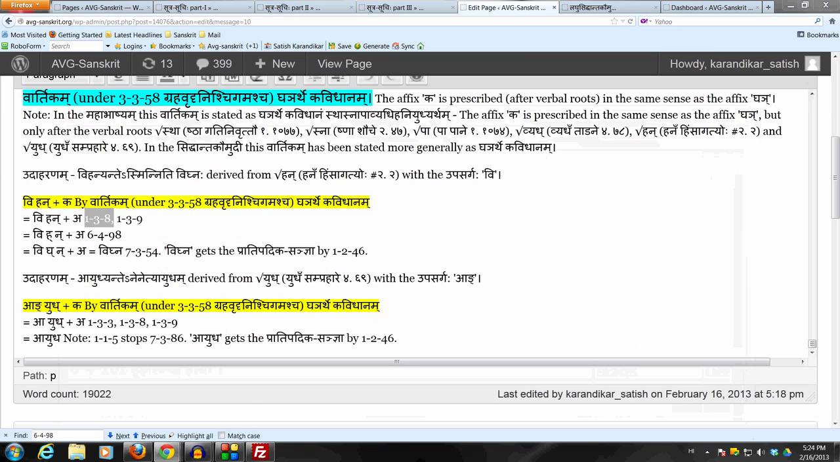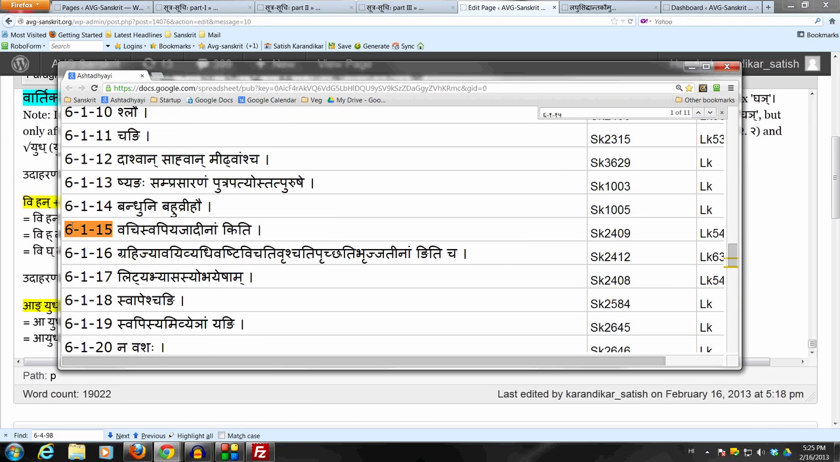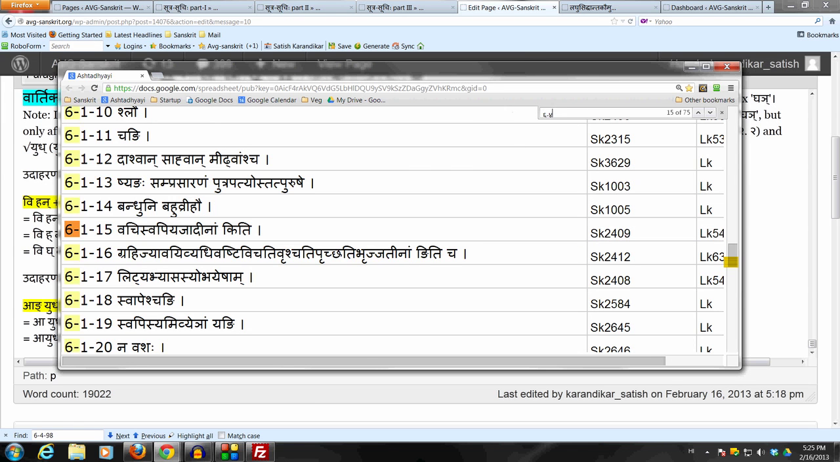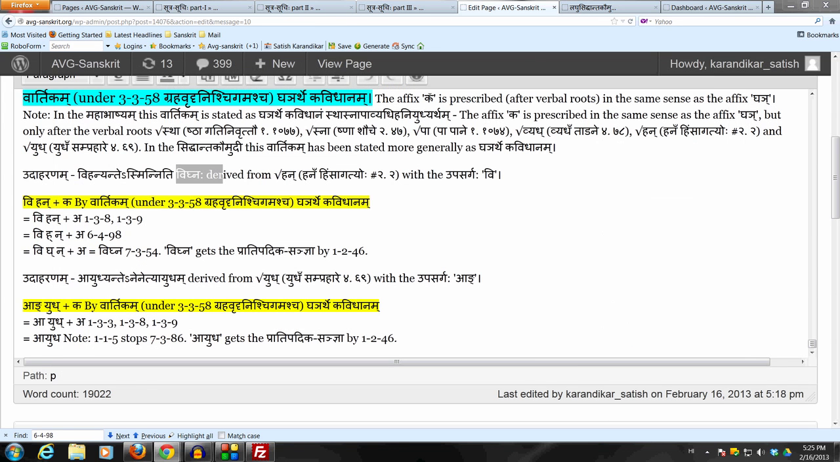It also allows us to use 6115 and 6116 for the Samprasaranam. It also allows us to use 6464 Ato Lopa Iticha if the verbal root ends in Akaraha, and so on. So all these operations which depend on the Pratyaya being a Kit, they're all facilitated by this affix Ka. So that is the difference between the affix Ka and the affix Ghai. The affix Ghai is not a Kit, this affix Ka is a Kit, and so it behaves differently for that reason. Otherwise, Anubandha Lope both are Akaraha, but there's a big difference because of the different it letters.